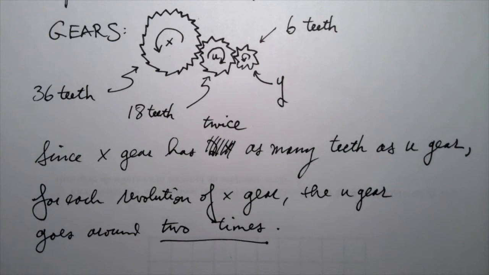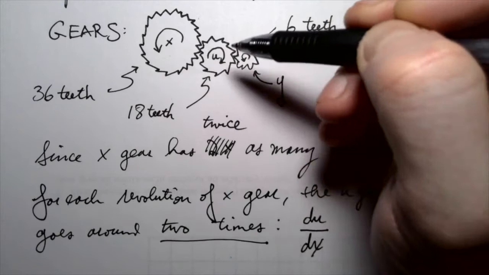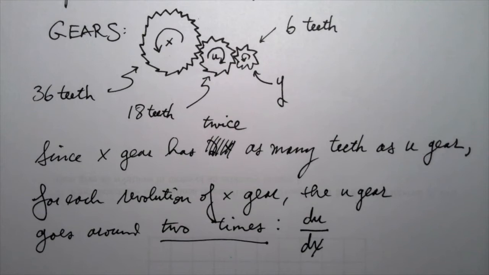All right. But before I get to that, I actually want to encode this into mathematical notation. I want to think of this as a derivative type of notation. We can actually think of this as a rate of change. If we're thinking about the speed of the U gear with respect to the X gear, I mean the speed of this outer perimeter, it's how fast it's rotating, right? It's rotating twice as fast, right? Because for each revolution of the X gear, the U gear goes around 2 times.